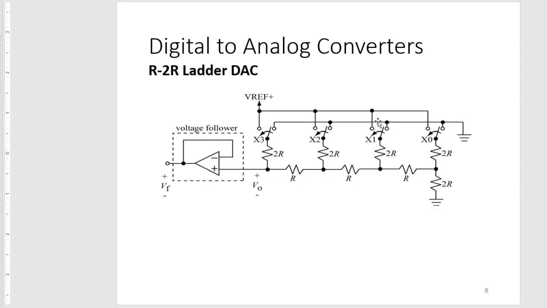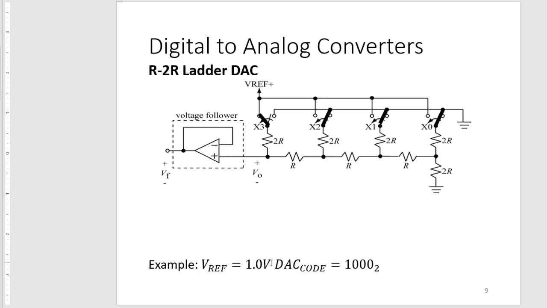So we have here the R2R ladder DAC, wherein we have 2R resistors connected to a switch controlled by our bits, which either connect to the ground or the reference voltage. And between them are resistors of value R. Then lastly here, we have a 2R resistor connected to the ground. So in order to see how it works, let's use an example. If we have a VREF of 1 volt and a DAC code of 100, that means X3 will be on or connect this 2R resistor to VREF, and the others will be connected to ground.